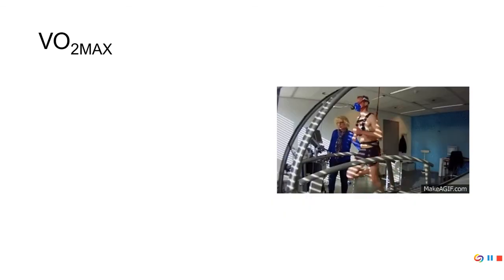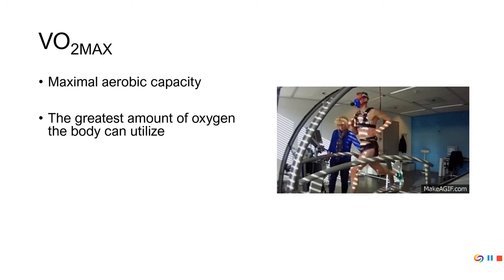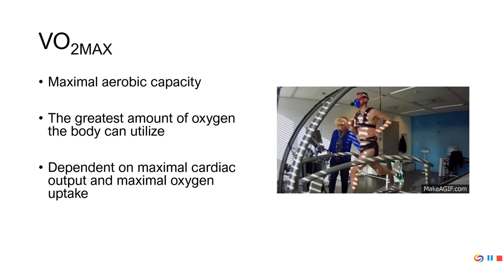So this leads us into VO2 max, and VO2 max is something that we've talked about several times throughout the semester. But one way to look at VO2 max is that it's just the maximum aerobic capacity. In other words, it's a measure of the maximum amount of oxygen that your body can utilize. And this is a multifactorial measure, but it is heavily dependent on cardiac function, and specifically cardiac output. And we're going to talk about that later.